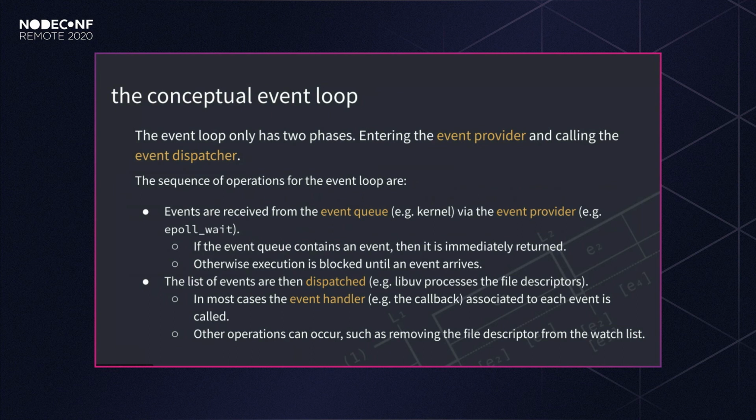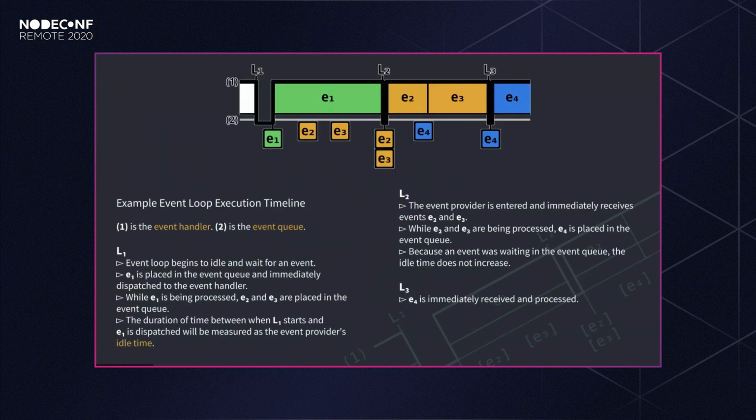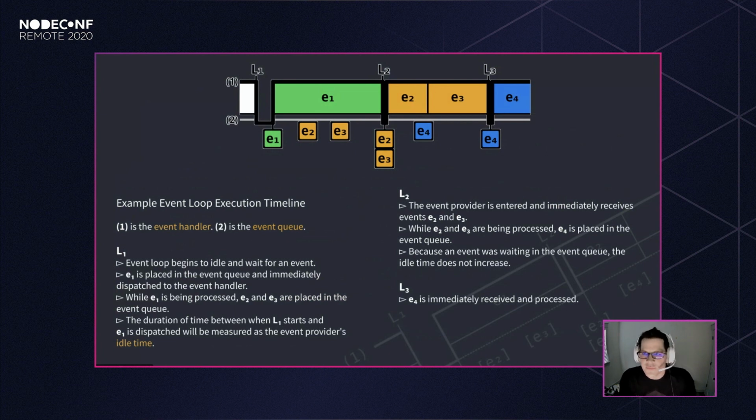Now we're going to go on to a timeline of an example execution of a few event loops. So the top line is the event handler. The second line is the event queue. Now in loop 1, the event provider is called. No event is waiting in the event queue, so it idles. Once event 1 arrives, it's immediately passed back up and processed, while that duration of time before event 1 arrived is what we'll call idle time.